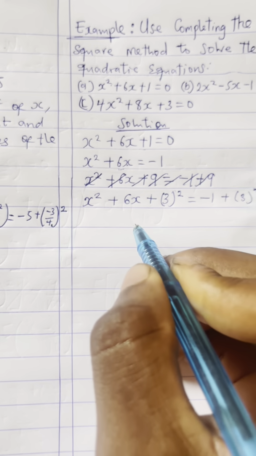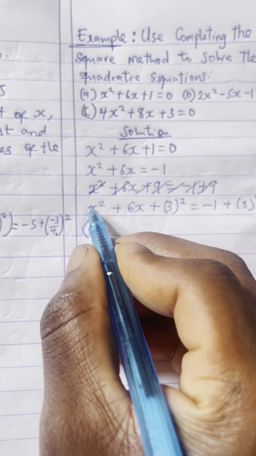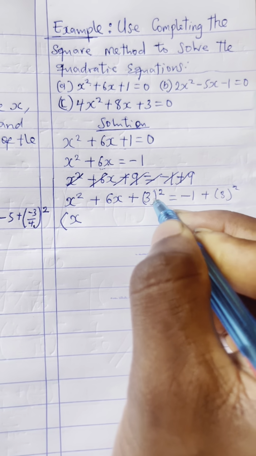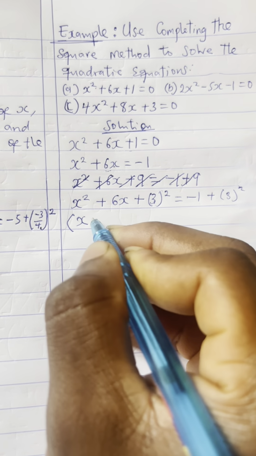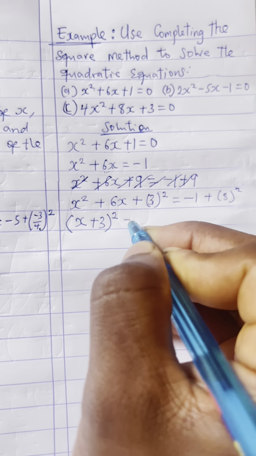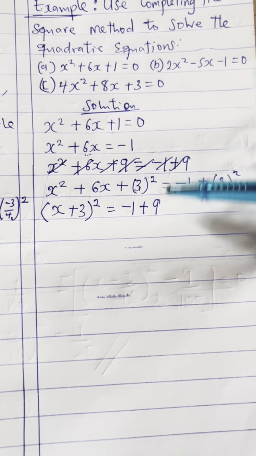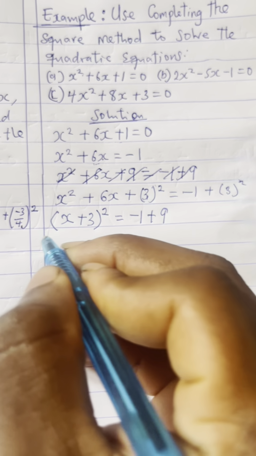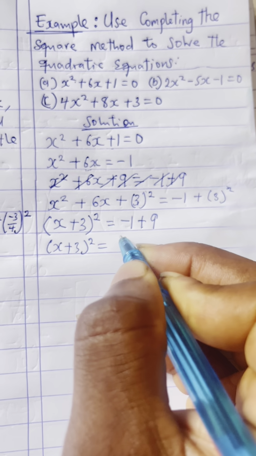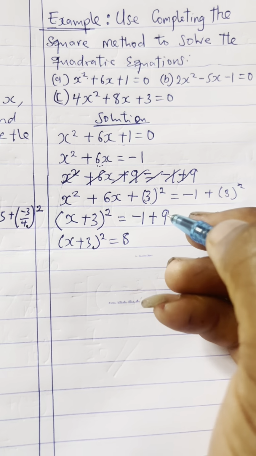So at this point, the next thing we are now going to do is open a bracket, choose one x out of the x squared here, write it out. Ignore this. What is inside the bracket here? That is plus 3. Then close the bracket. All squared is equals to minus 1 plus 9. So this is how you are going to express this. After that, this will now turn to x plus 3 all squared is equals to 8, because minus 1 plus 9 is 8.